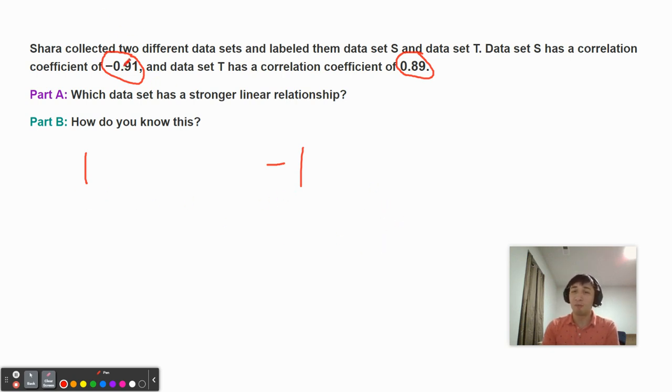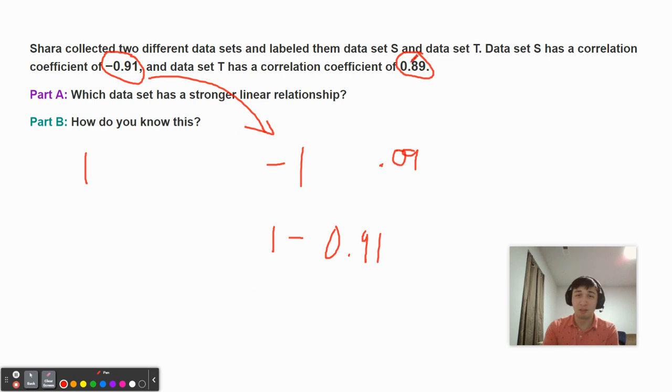So if I start with negative 0.91 over here, the closest one to that would be negative 1. So what we have to consider is how far it is from negative 0.91 to negative 1. And the distance from negative 0.91 to negative 1 would be 0.09. Now you can figure that out by doing something like 1 minus 0.91. That's a great way to figure out how far away those two things are.